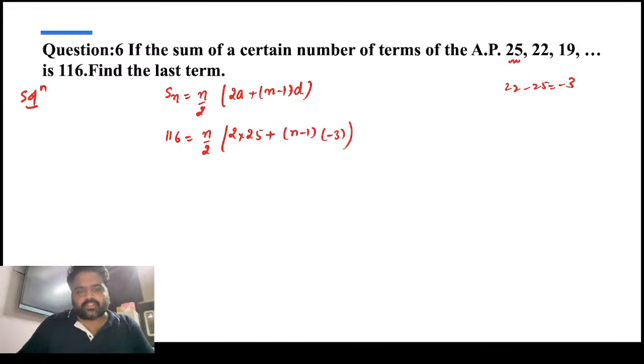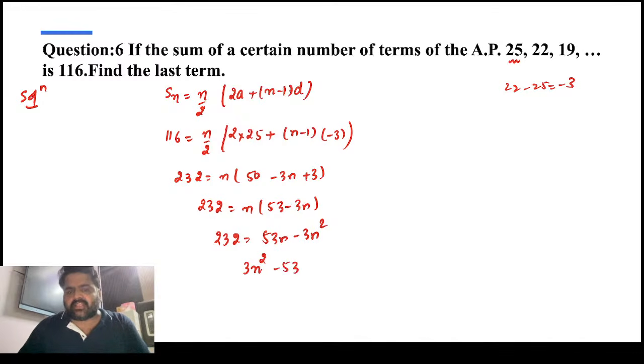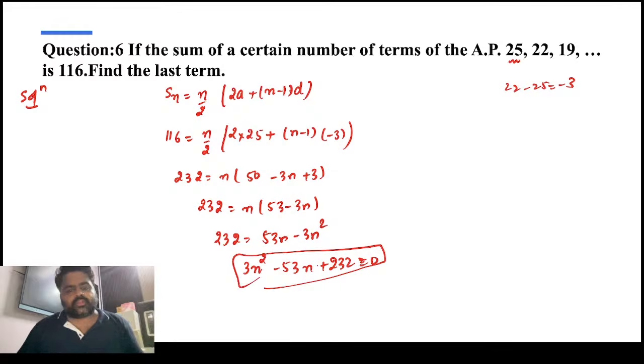Now simplify this. When I cross multiply, 232 is this, n into 50 minus 3n plus 3. This is 232, n into 53 minus 3n. 232 is equal to 53n minus 3n square. When I put all the values on a single side, this is 3n square minus 53n plus 232 equal to 0.